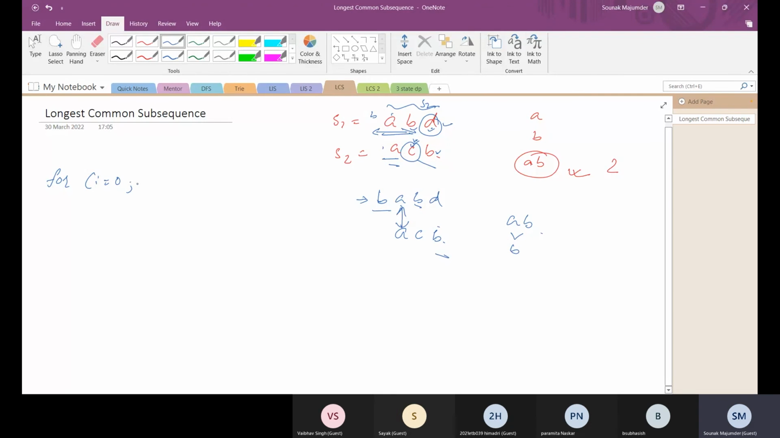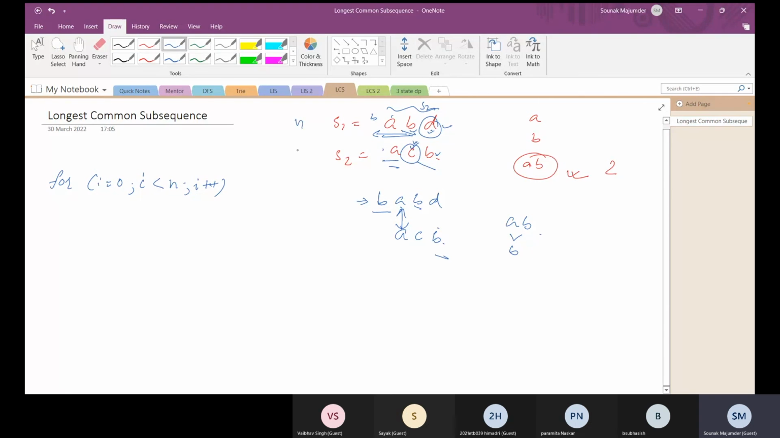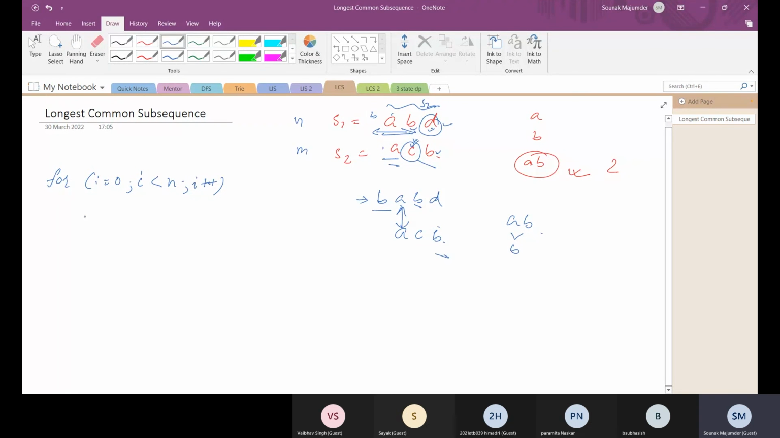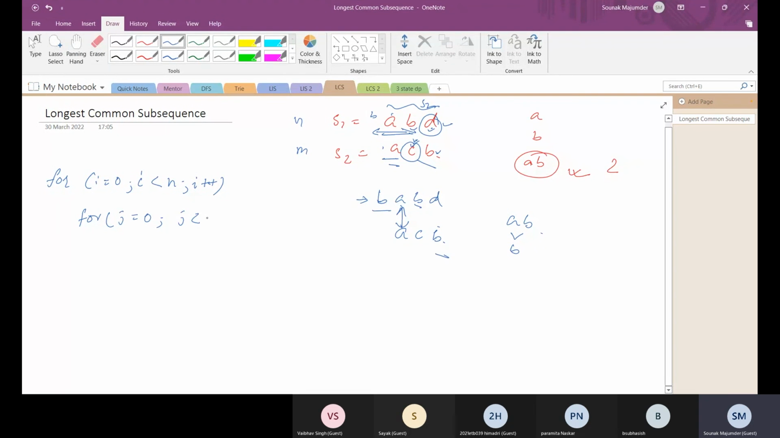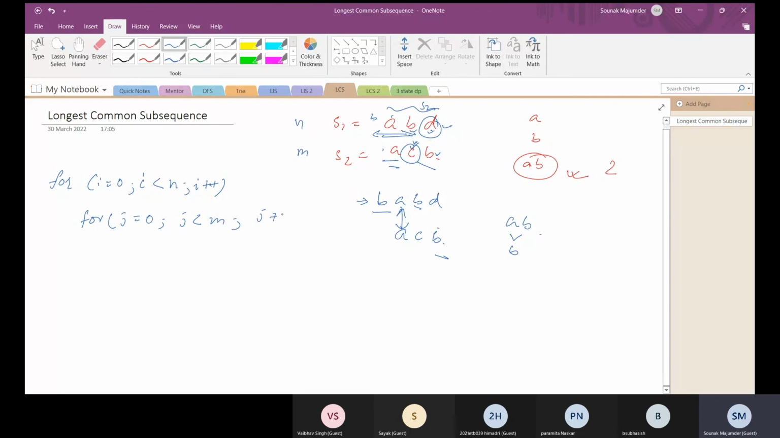For i equals 0, i less than n, i plus plus. So n is the length of one string and m is the length of the other string. So for j equals 0, j less than m, j plus plus.